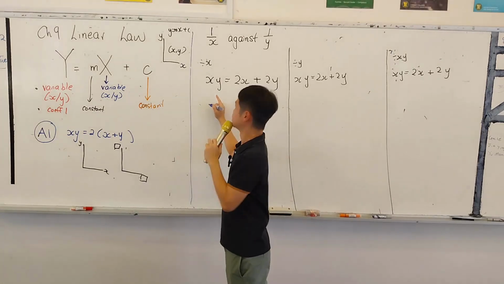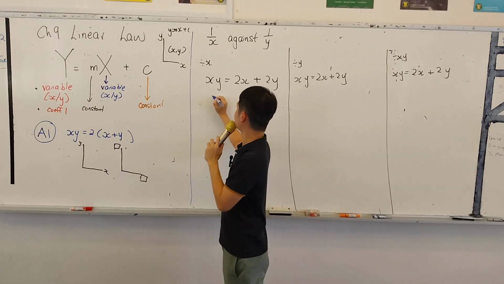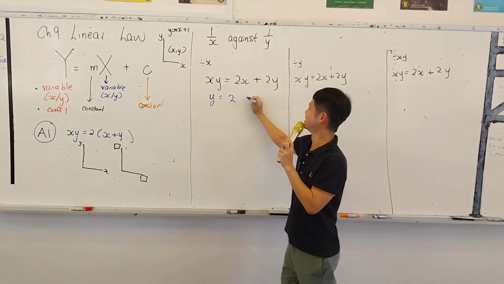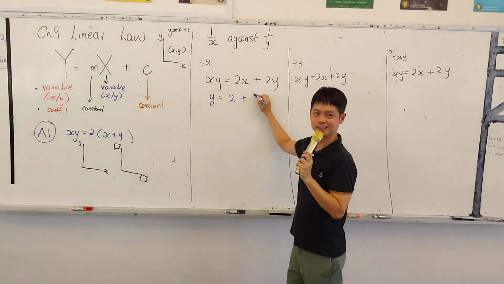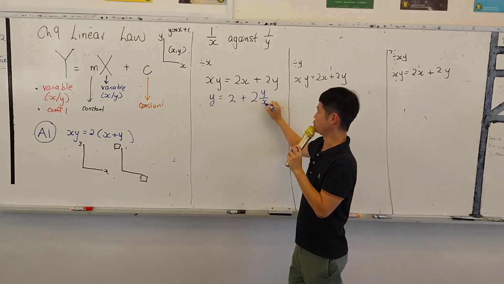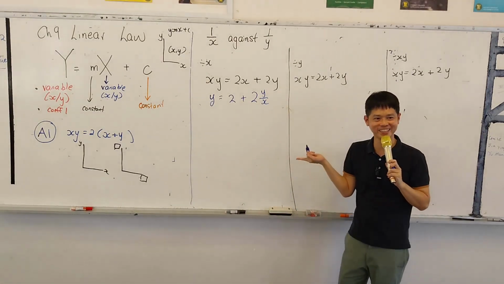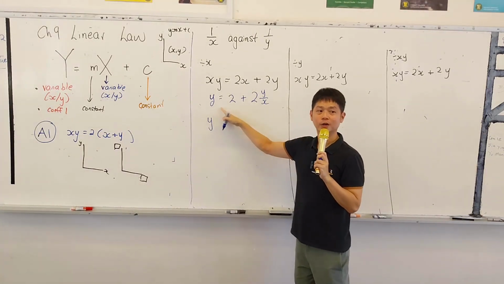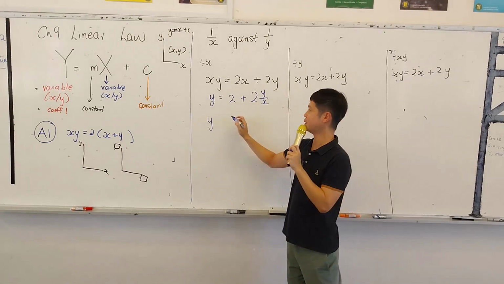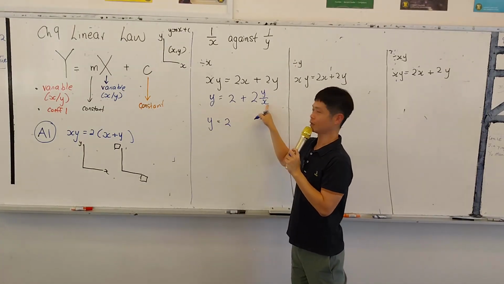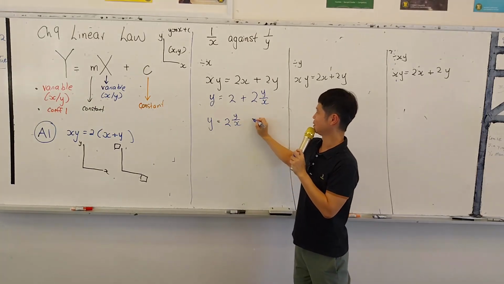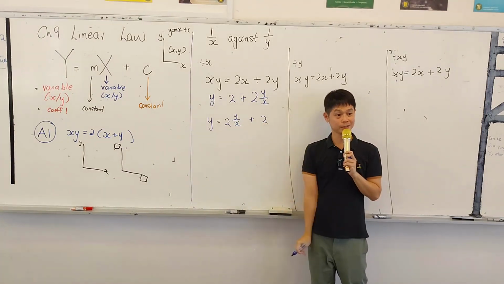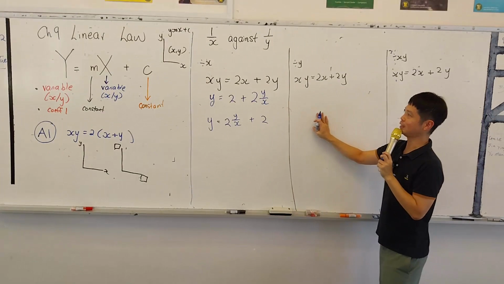Now if I divide by x, I will get y equals 2 plus 2y over x. So I'm going to write it in the form that it is. That's done already. Okay, I'm going to use this as my y-axis. I can use this as my y-axis, but I use this because it's faster. Equals the gradient times the x-axis plus the y-intercept. Variable equals constant, variable plus constant. Simple, huh? Okay, now we try this, divide by y.